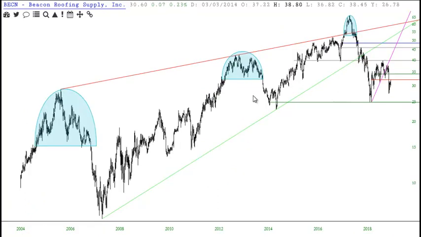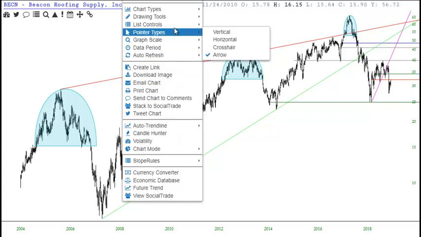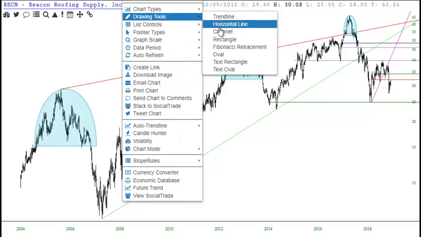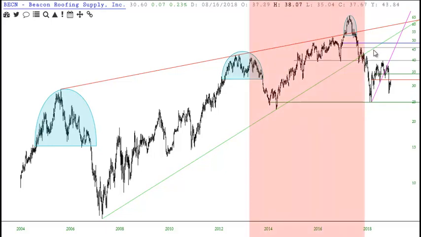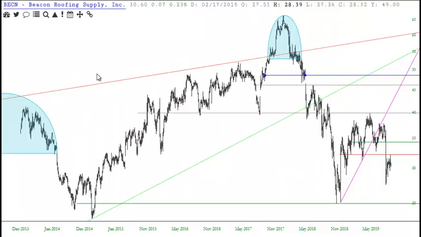Here's Beacon Roofing Supply. Now horizontals are very easy to draw. You just right click on the chart, go to drawing tools and choose horizontal line, and you just lay them down wherever you want. And there's no need that any portion of the chart should merely have one line on it. You can have as many lines as is appropriate.